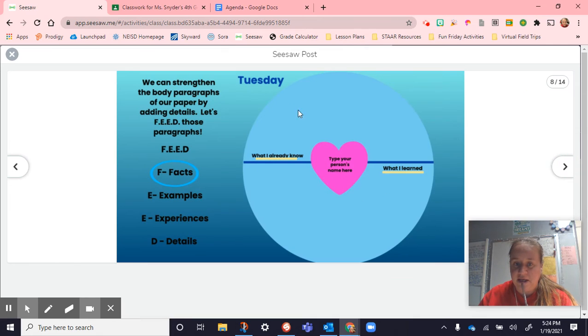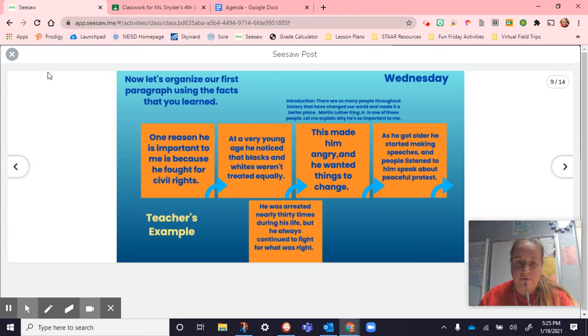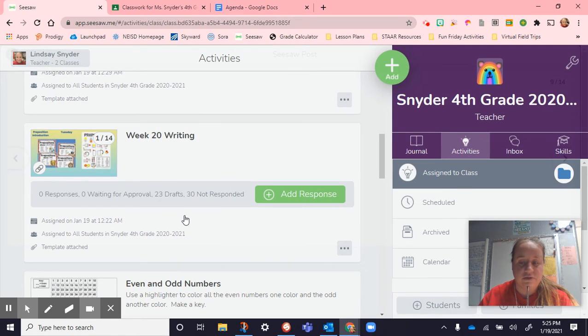All right, so page 8 is your job. You need to have this filled out. Again, same thing: what you know, what you learned. And then tomorrow we're going to get into how we start piecing these together into some paragraphs. So we'll do that tomorrow.